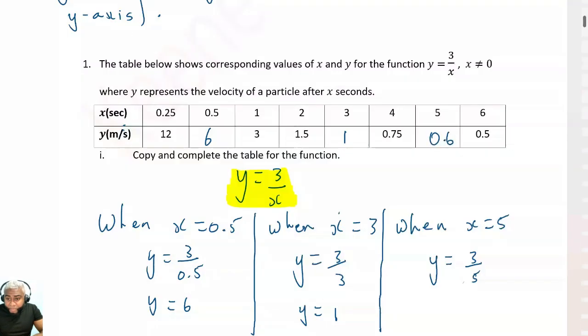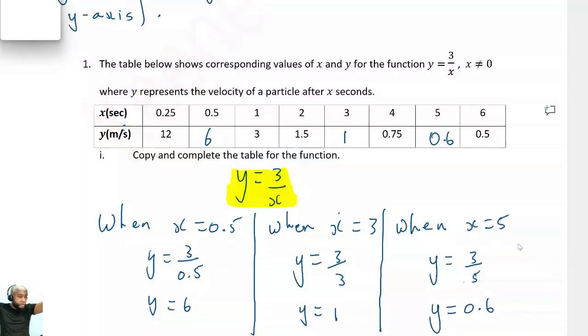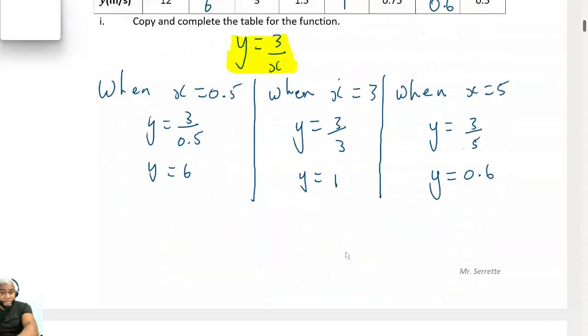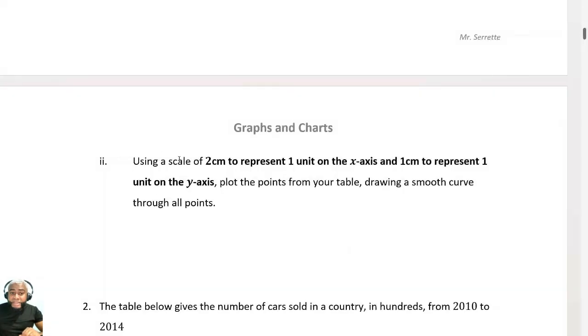Make sure you have this table. Copy this table. So we found our values of y for which we were given x, right? I'm scrolling down now to see what the second part of the question is because I did complete my table, right? So let's go down. Now they said using a scale of 2 centimeters to represent 1 unit on the x-axis, and 1 centimeter to represent 1 unit on the y-axis, plot the points from your table, drawing a smooth curve through all these points, right?